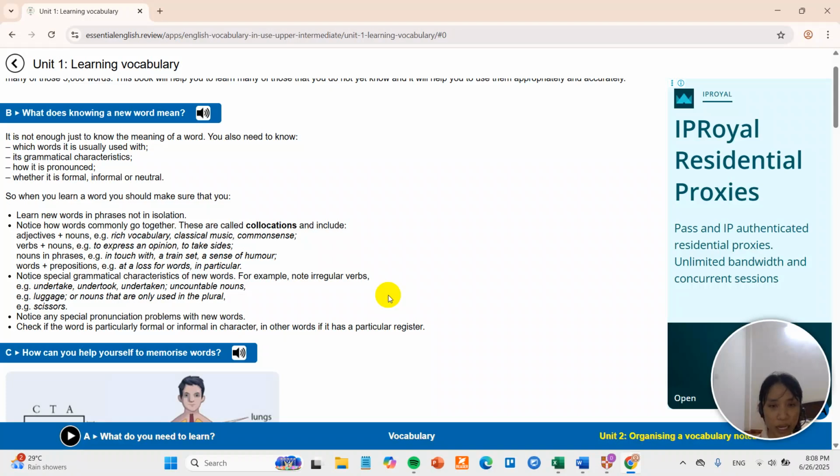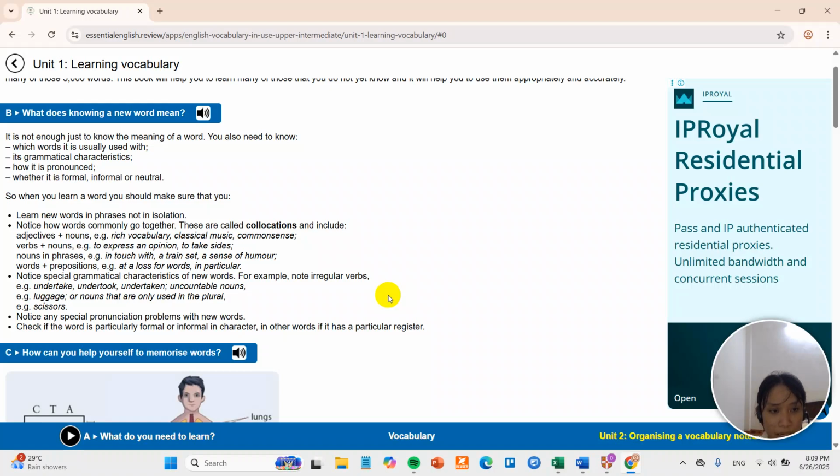These are called collocations and include verbs plus nouns, for example, to exercise, to express an opinion. Noun phrases, for example, in touch with, a train set, a sense of humor. Adjectives and nouns, for example, rich vocabulary, classical music, common sense. Words and prepositions, for example, in particular.